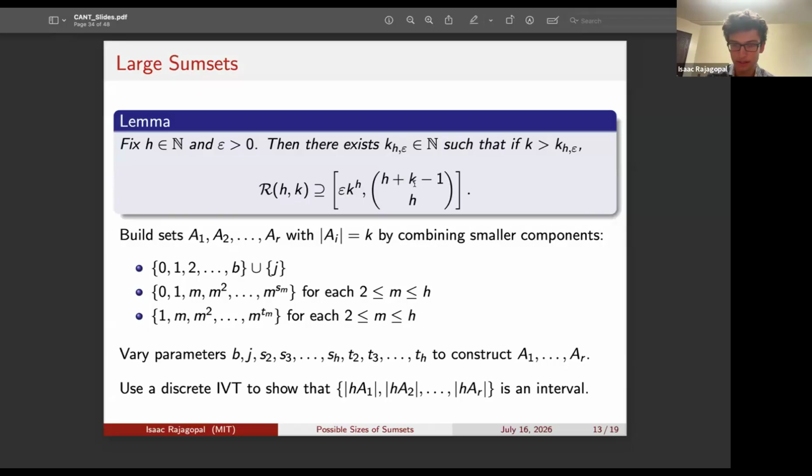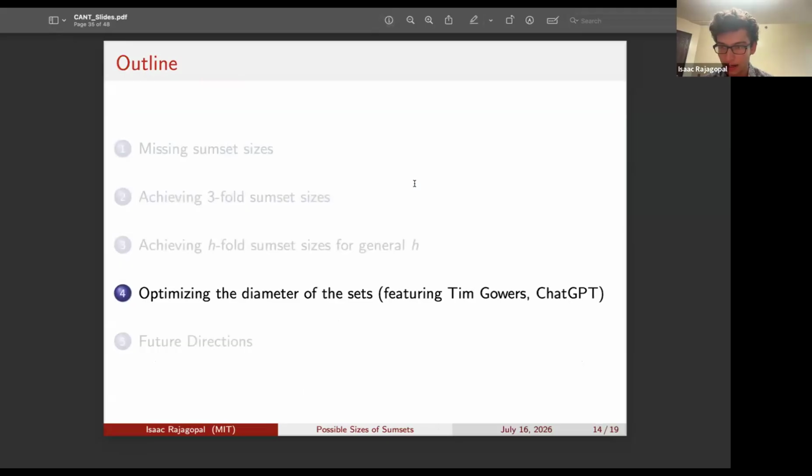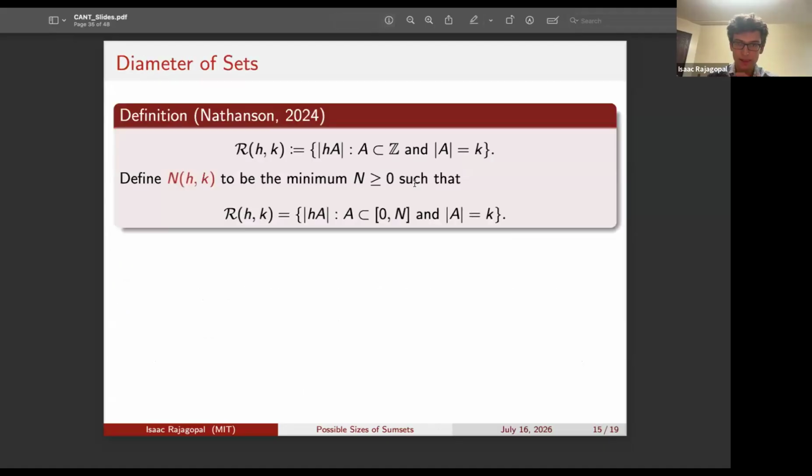Okay, so let's continue on to a new question where we optimize the diameter of the constructions. Another parameter we can think about is what is the minimum n such that we can get all of the possible sum set sizes by only considering A as a subset of the interval from 0 to n. Nathanson introduced this, and it's a very funny story.